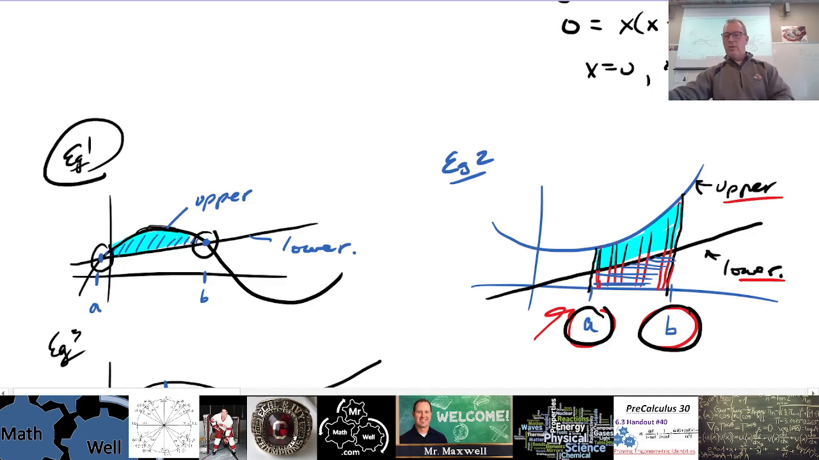With this one here, where they don't intersect, you'll probably be given an a and a b. And then you just have to figure out which one's on top. Find the integral underneath the top one minus the integral underneath the bottom one.